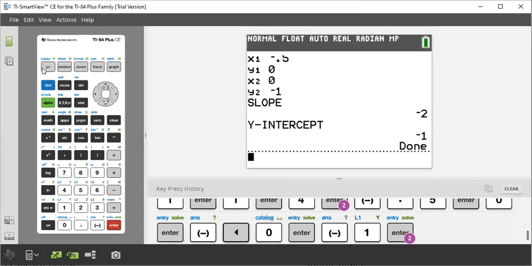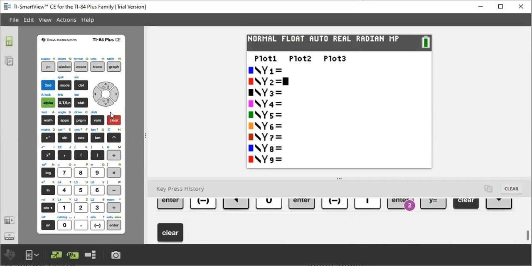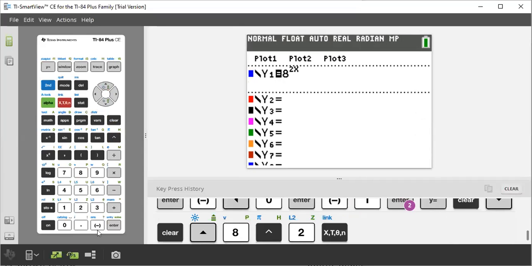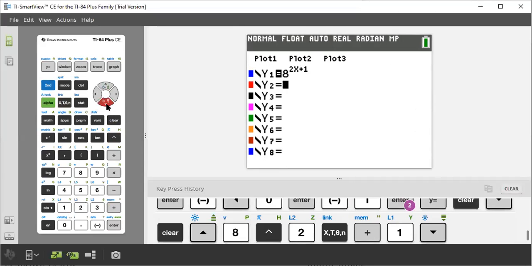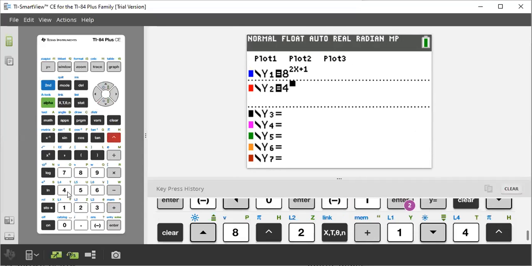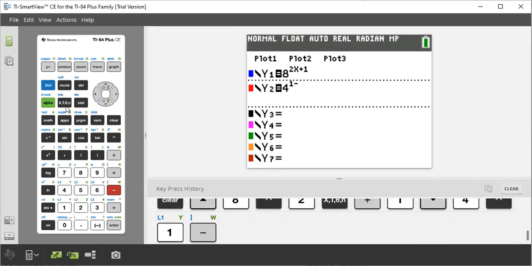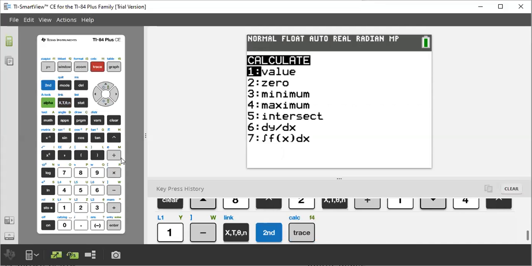calculator with you, and let me go to y equals and get rid of everything in here. Then in y1, I'm going to put 8 to the 2x plus 1 power. And then in y2, I'm going to put 4 to the 1 minus x power. Now, once you've done that, the question is pretty much done, all right? So now I'm going to use the intersect feature of the calculator. The way you get there is you press the second key and then trace, and option 5 gives you the intersection. So let me go back, second, trace, and then choose option 5.